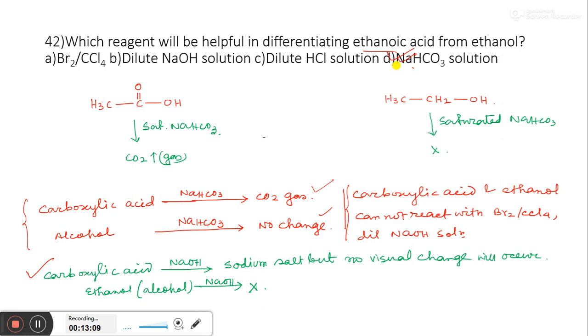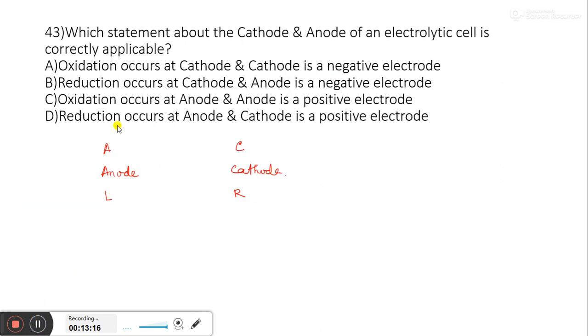Very intelligent question. Now the next question of the chemistry paper of the NTSE 2020 exam is: which statement about the cathode and anode of an electrolytic cell is correctly applicable? Oxidation occurs at cathode and cathode is a negative electrode. Reduction occurs at cathode and anode is a negative electrode. Oxidation occurs at anode and anode is a positive electrode. Reduction occurs at anode and cathode is a positive electrode.